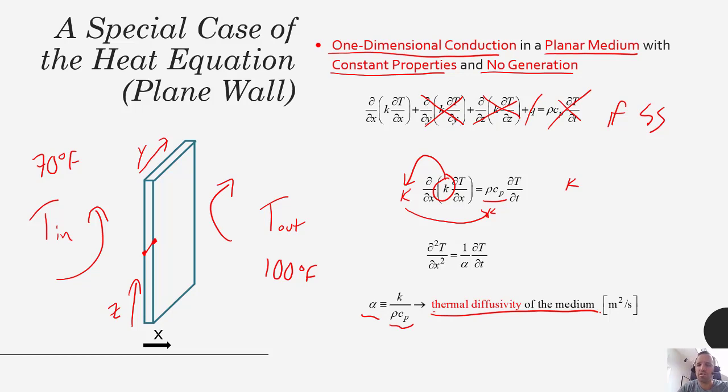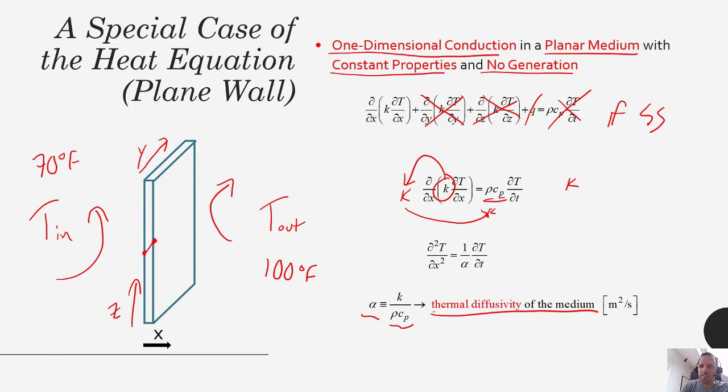The combination of density, heat capacity, and thermal conductivity of a solid tells you a lot about how fast things are going to happen, how fast temperature is going to penetrate into a particular solid.